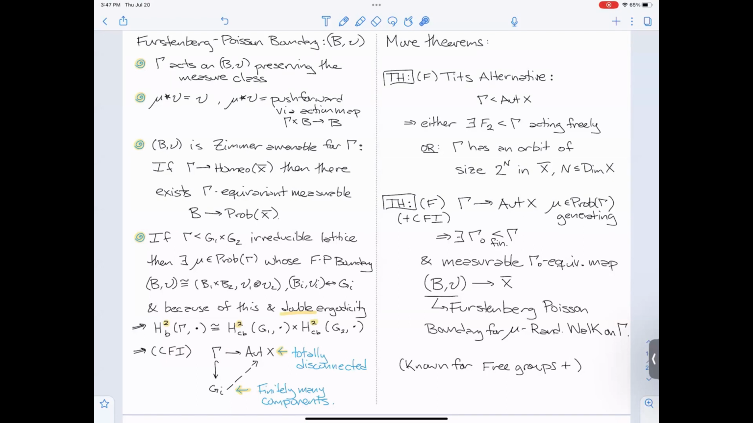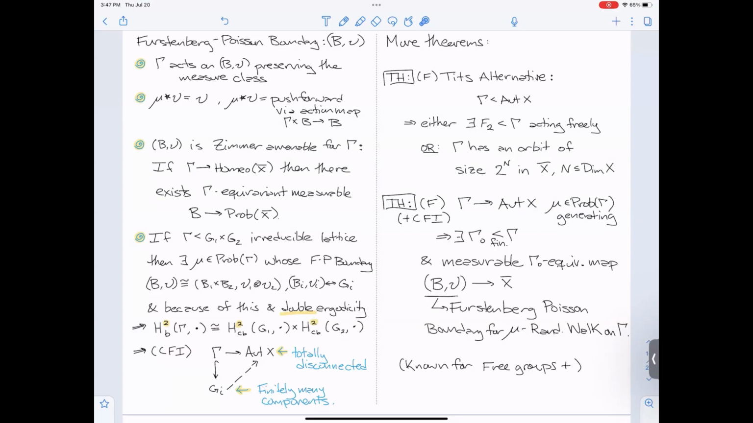Well, you can have a Tits alternative. So if you have now gamma, this is the first time I'm assuming that it's actually a subgroup of the automorphism group rather than just being a representation. Either it contains a freely acting free group, or it has an orbit of cardinality 2^n, where n is at most the dimension of X.